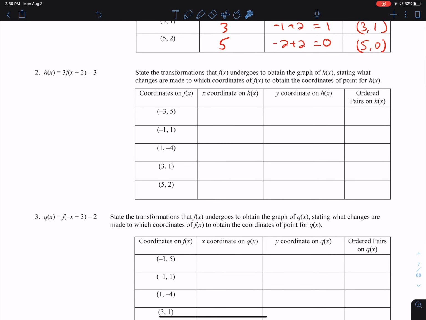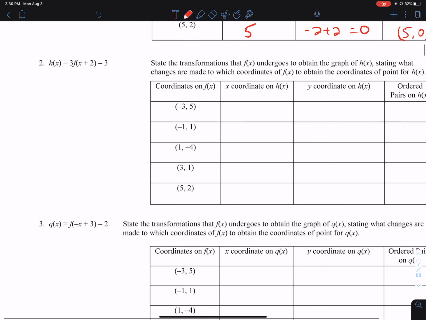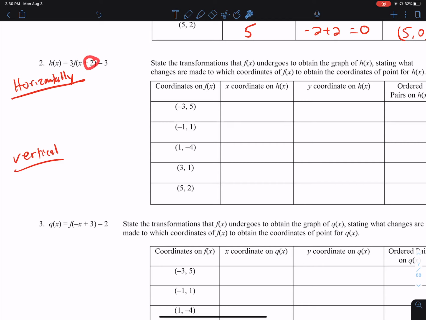Number 2. We'll write down what's happening horizontally and what's happening vertically. If you're using ordered pairs, it's better to break this stuff apart by horizontal and vertical. Horizontally, are there any reflections? No. Any dilations? Nope. Any translations? Yes. We're going to shift left 2. Vertically, there is a dilation of 3. There's no reflection, and there's a translate down 3.